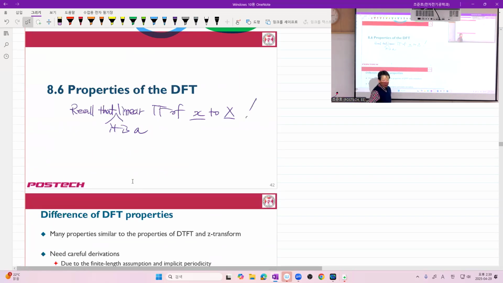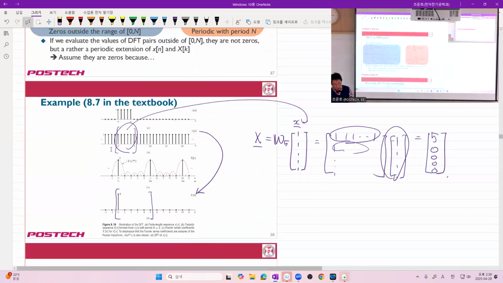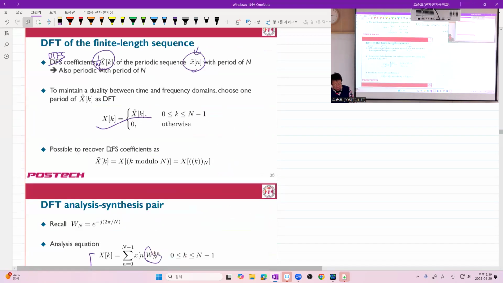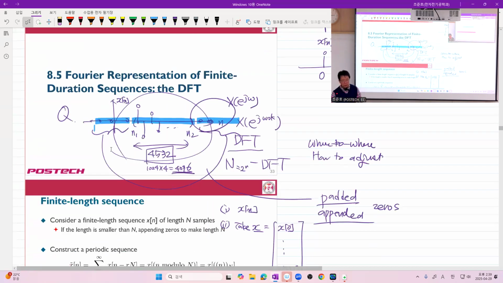So what I can tell you is this one. If we have a finite duration signal, see that? Let me wrap up this part because it's very confusing. Okay. Suppose our signal is time limited. Our DT signal is time limited. And we want to find the DTFT of this signal.